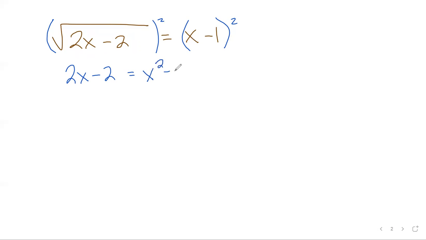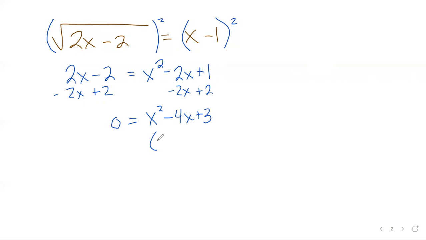But that'll be x squared minus 2x plus 1. And it's a quadratic again. Most of these will end up being quadratics. Okay, minus 2x. So we get x squared minus 4x plus 3 equals 0. Same deal, factor.